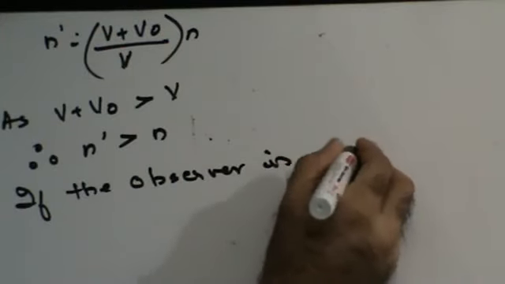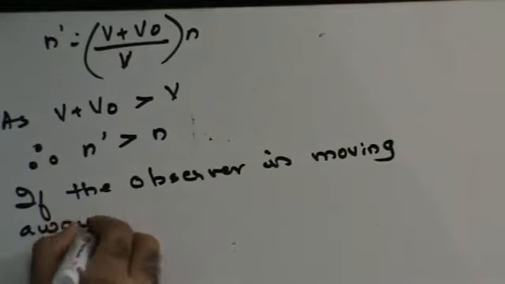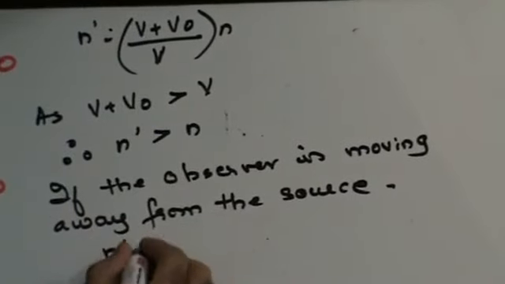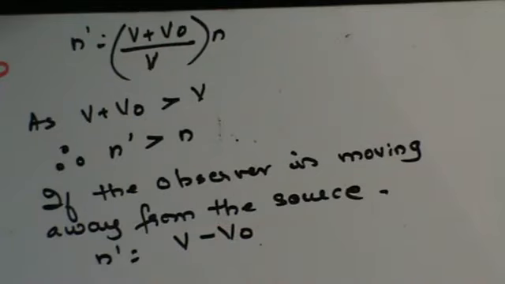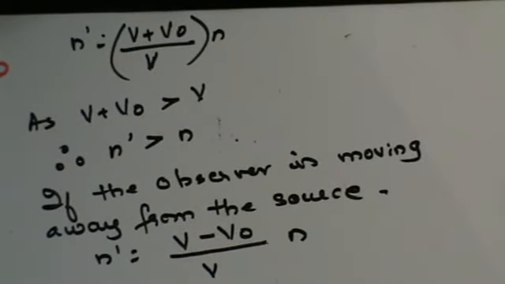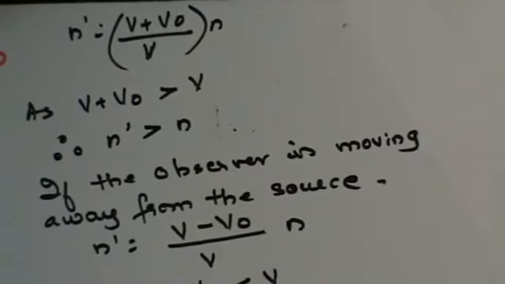Next, if the observer is moving away from the source, then the apparent frequency will be V minus V0 upon V into n. The observer is going to move in the right hand direction. As V minus V0 is less than V, the apparent frequency is less than the original frequency.